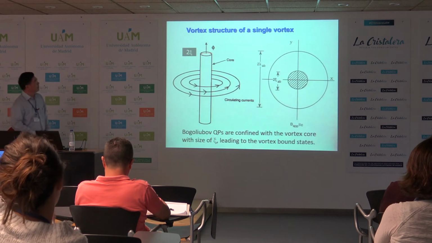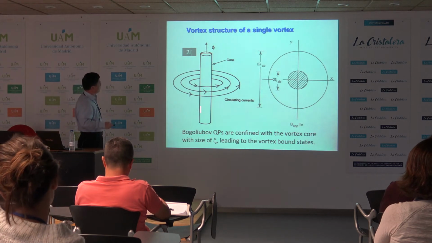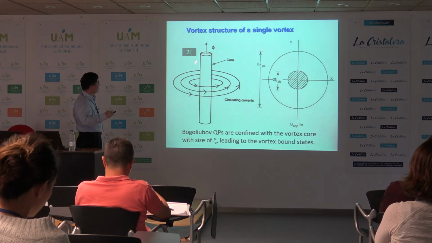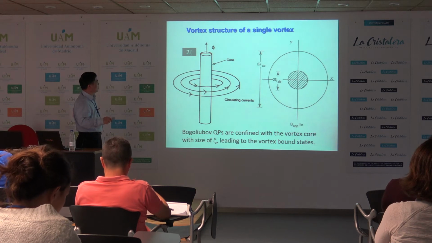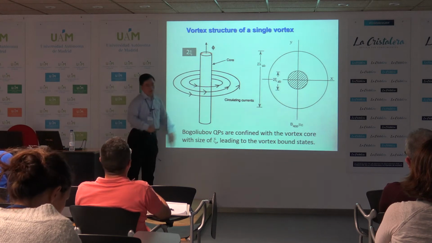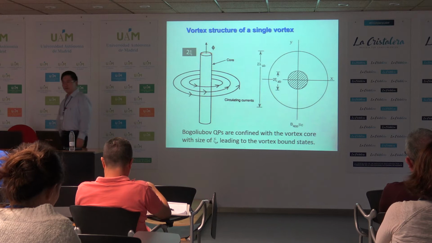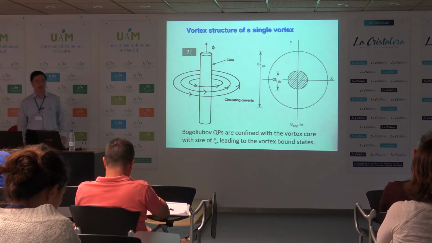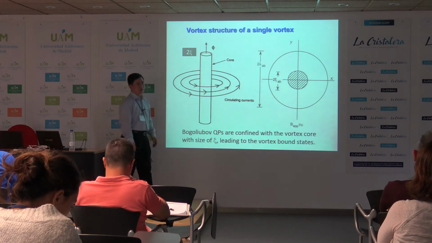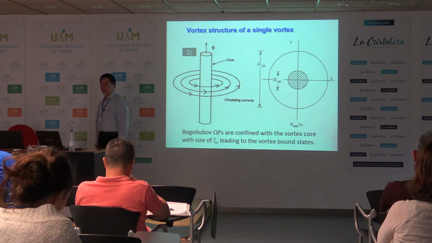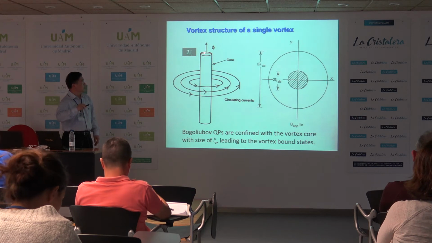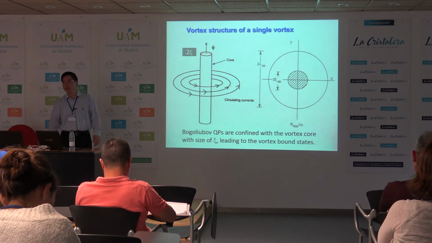So this cartoon picture shows more clearly. We have a normal core region with size psi, and the current or the magnetic field distribute over a large distance, which is lambda here. Okay, so that's the basic structure. However, within this normal core, it is called normal core, but it's not like the normal metal, normal state, because first, Bogoliubov quasiparticles have been formed within the cores, so the dispersion should follow the Bogoliubov dispersion. And then also, it should be possible to detect some kind of a confined state. That's the so-called bound state of the vortex.